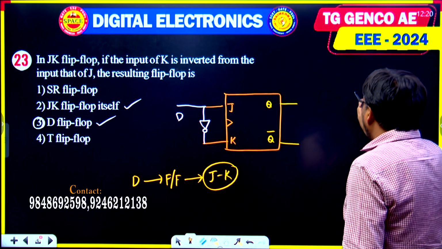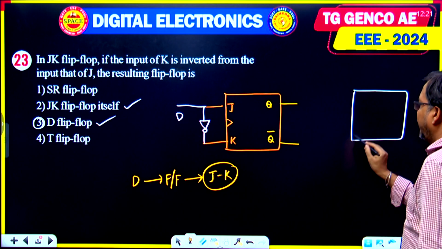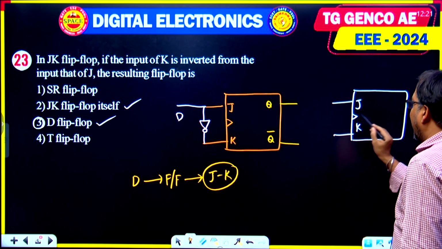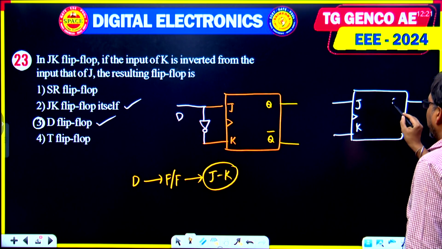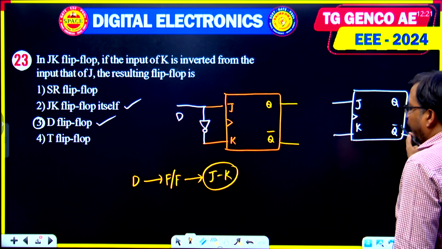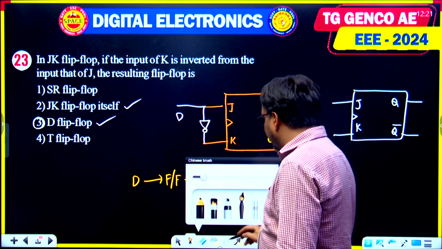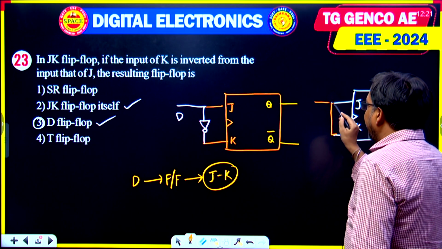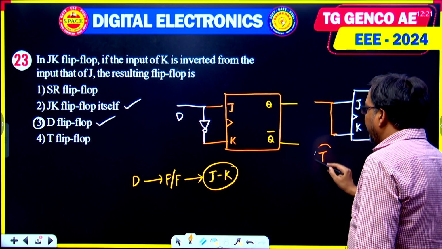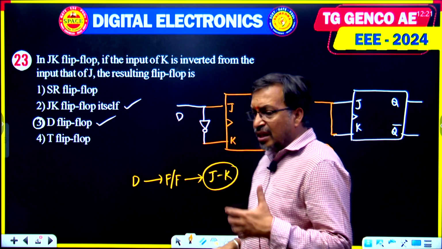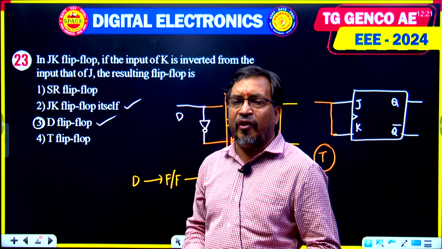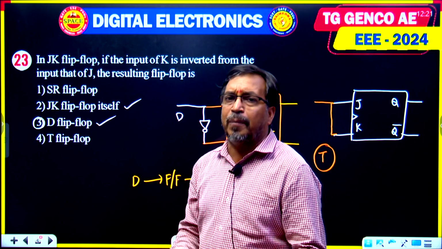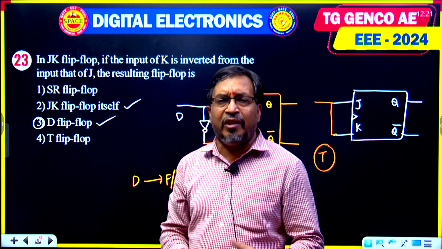Suppose the same JK flip-flop, here I am considering, this is J, this is K, and here this is clock. The 2 outputs are Q and Q bar. Now if JK input terminals are connected together, then the flip-flop is what? T flip-flop, students. JK flip-flop is a universal flip-flop, and from JK flip-flop we can obtain SR flip-flop, D flip-flop, T flip-flop.